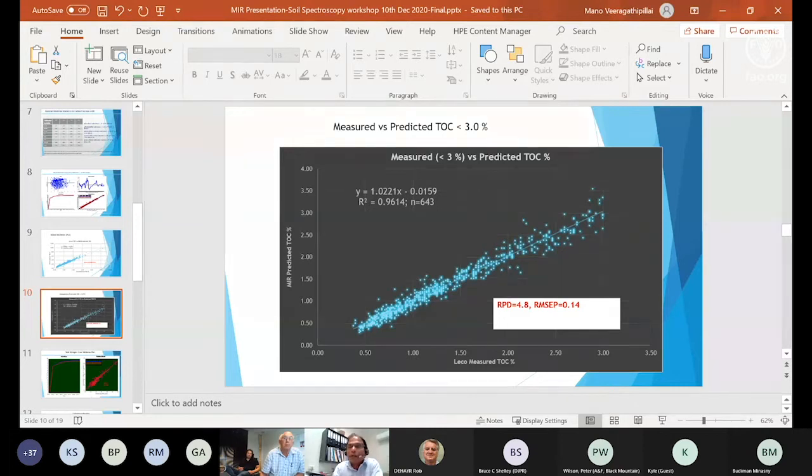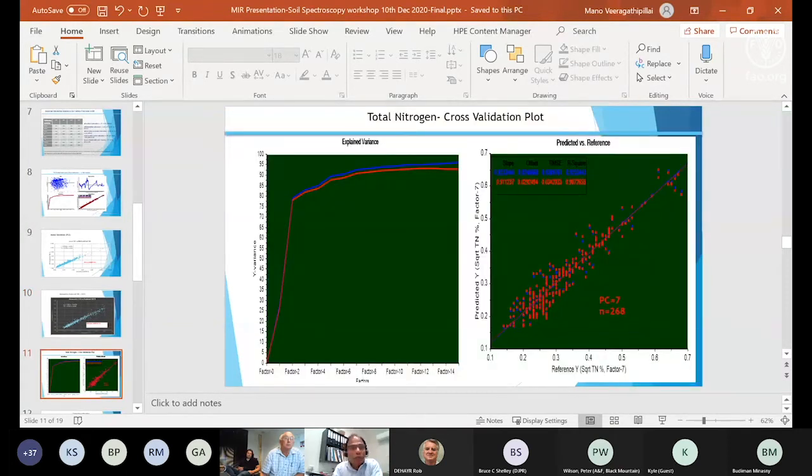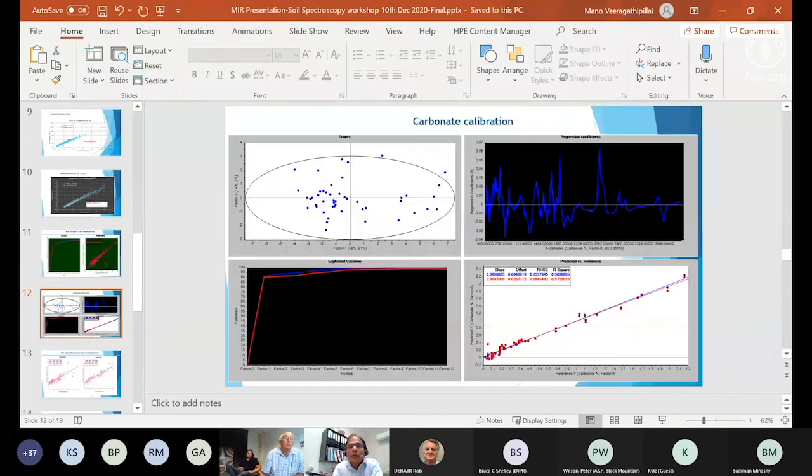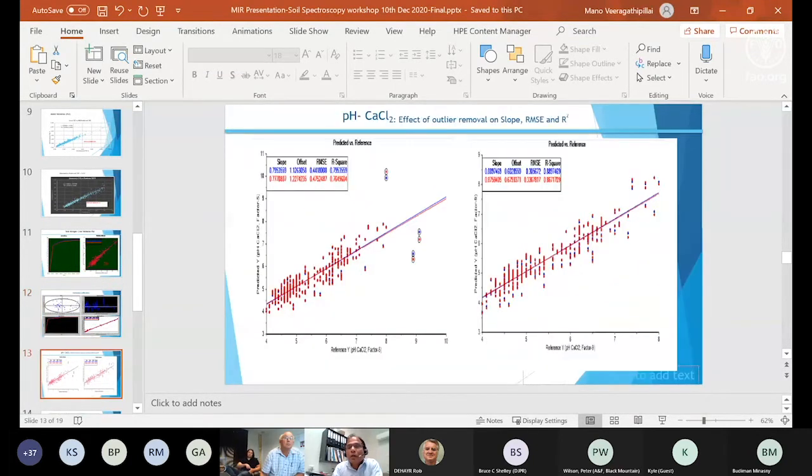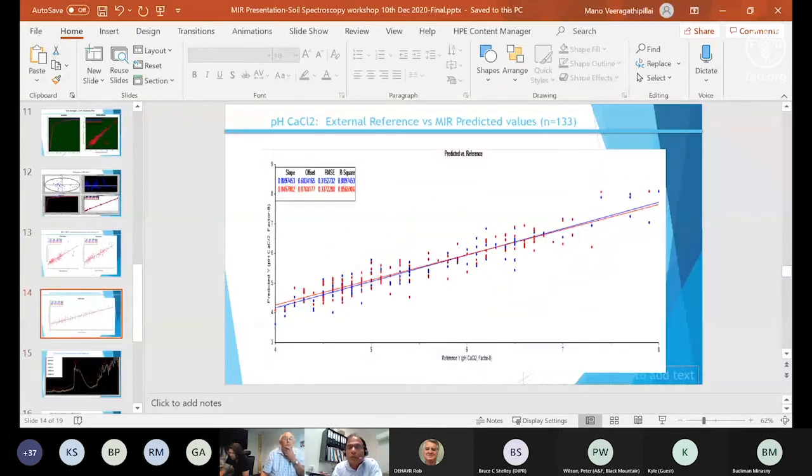We also built up the nitrogen calibration. It was working quite well. The carbonate calibration is also working really well. For the pH calcium chloride, if we remove some of the outliers, we were able to get nearly 0.9 R squared. As Budi said, it's dependent on the soils too. Then we validated this pH calcium chloride using around 100 samples, and it's giving a good R squared.